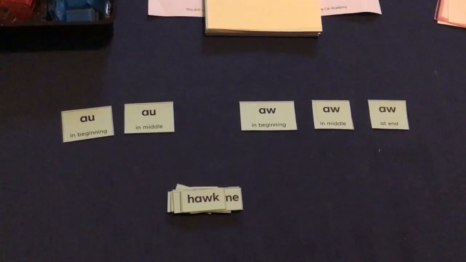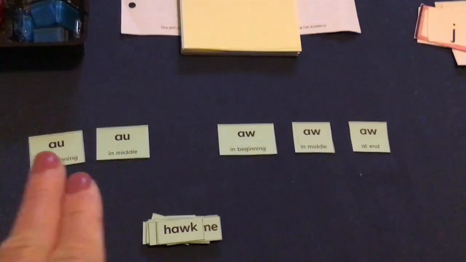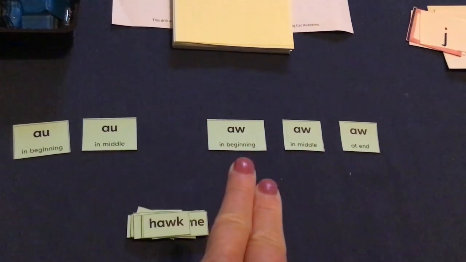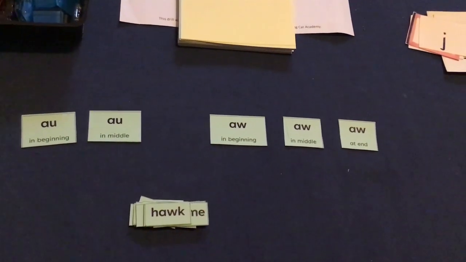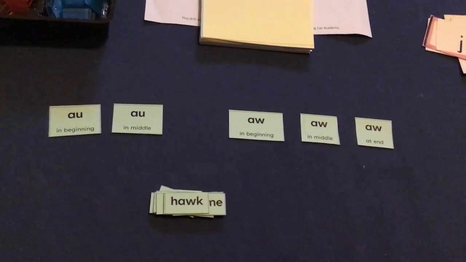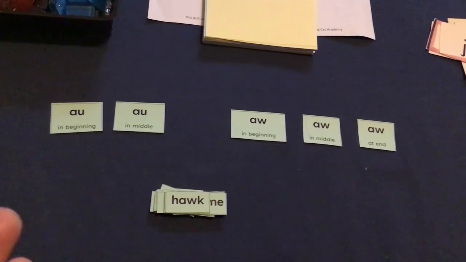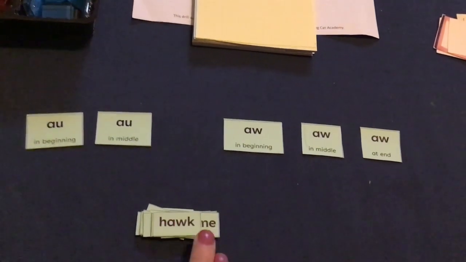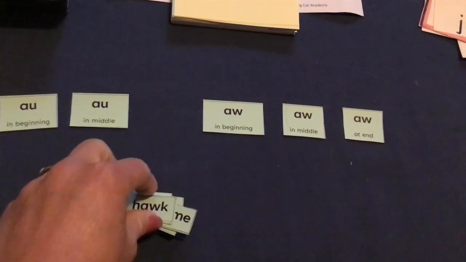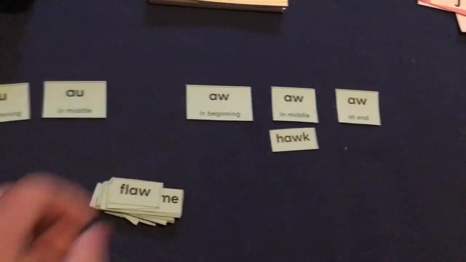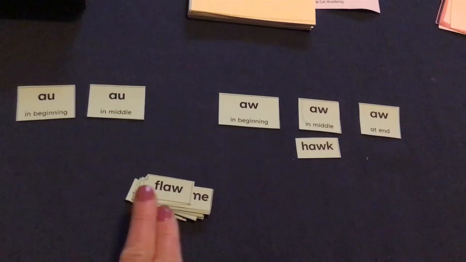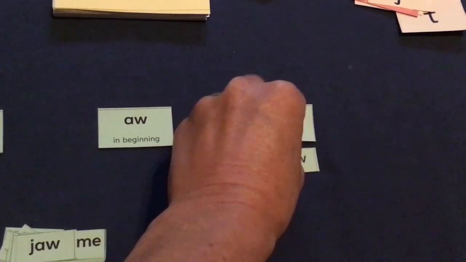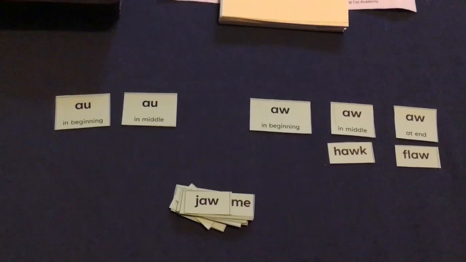And so your teacher has this one ready to go on the table, and you'll see that there are headings. There are AU headings for if AU is at the beginning or the middle, and then AW, is it at the beginning, the middle, or the end? And then there's a lot of cards that have words on them. You're going to tap and say each card, and then you're going to place it where it goes. So if that word is hawk, AW is in the middle, so I'm going to put it under AW in the middle under that heading. I'm just going to work through them, and I'm going to do that for all the words.